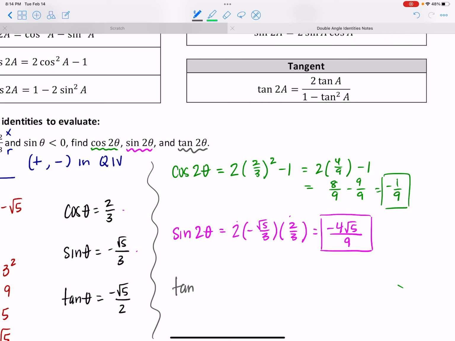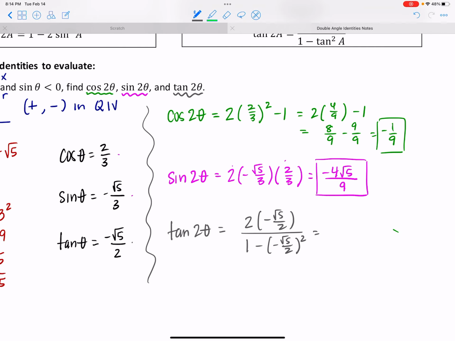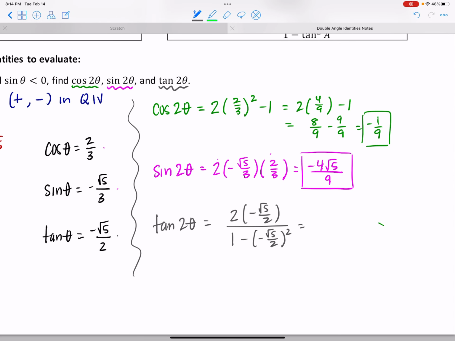So the tangent of my double angle. On the top of the fraction is twice the tangent. So tangent, we said over here, was going to be negative radical 5 over 2. And then that's going to be divided by 1 minus the tangent squared. So negative radical 5 over 2 squared. So again, it's arithmetic from here. On the top of the fraction, we're looking at negative 2 radical 5 over 2. So just multiplying there. On the bottom, I have 1 minus, I'm going to square the negative radical 5 over 2, which is going to become a positive. On the top of the fraction, radical 5 times radical 5 is going to be 5. On the bottom of the fraction, 2 times 2 is going to make 4.